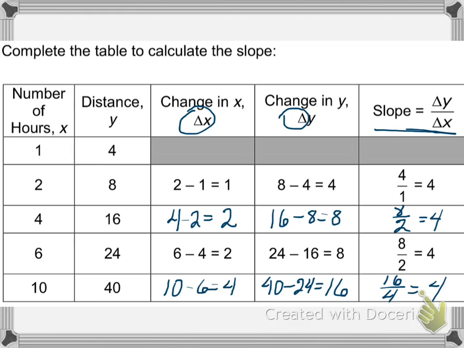For this to be a line, the slope has to be constant, meaning that all of our change in y values over our change in x values have to be the same. For instance, in this problem, our slope is always 4, which proves that this would be a line.